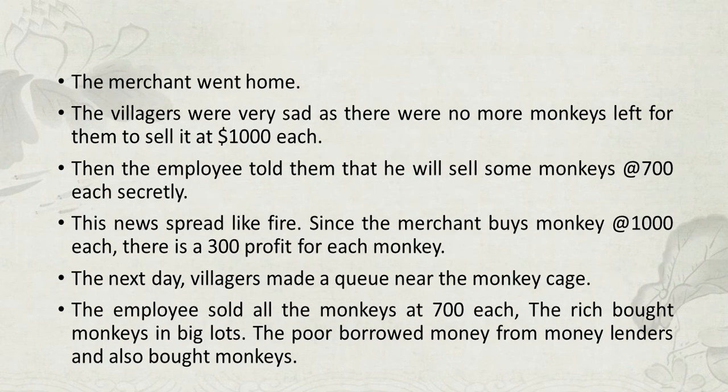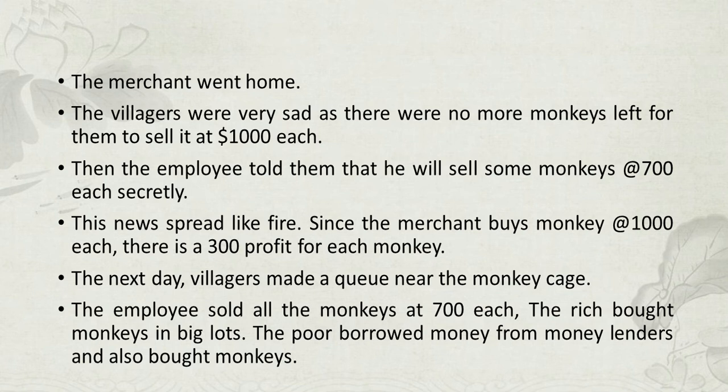The merchant went home. Then the villagers were very sad, as there were no more monkeys left for them to sell at 1,000 each. Then the employee told them that he will sell some monkeys at 700 each secretly. This news spread like fire. Since the merchant buys monkeys at 1,000 each, there is a 300 profit for each monkey, right?